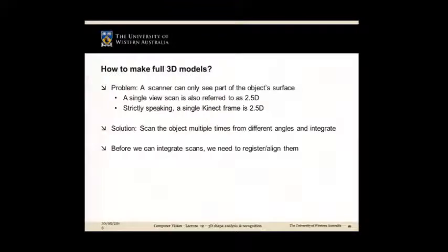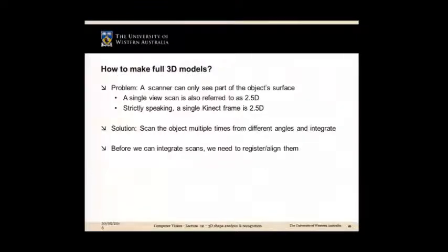Now when we capture an object from different views, from 360 degrees, from different angles, what are the problems there? A scanner can see only a part of the object. If you're looking at an object, you can see it from here only. You don't have any information about the other side of this object. So what do we call it? In the literature, a single view scan is referred to as a 2.5D view. So when you capture an object using a depth camera or a 3D scanner, the view is called a 2.5D view.